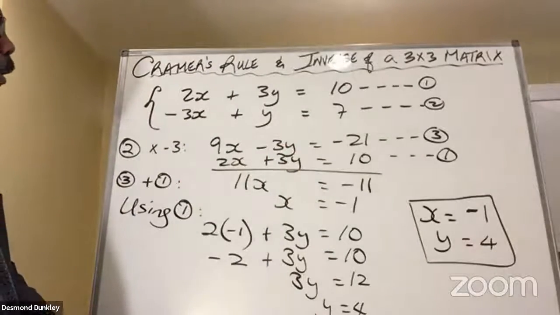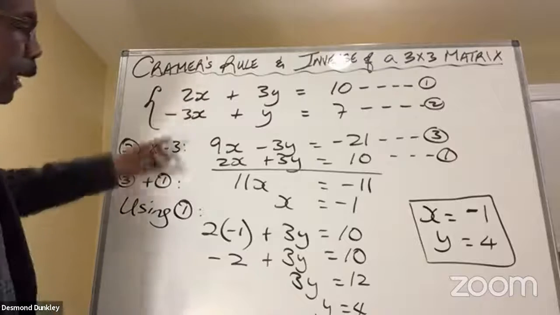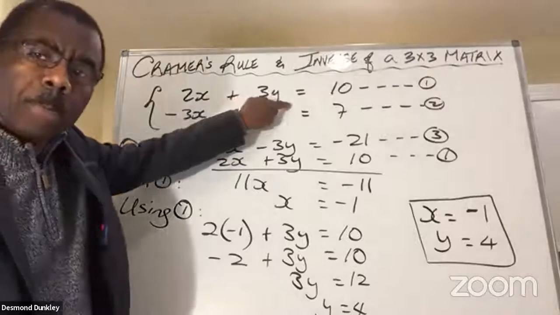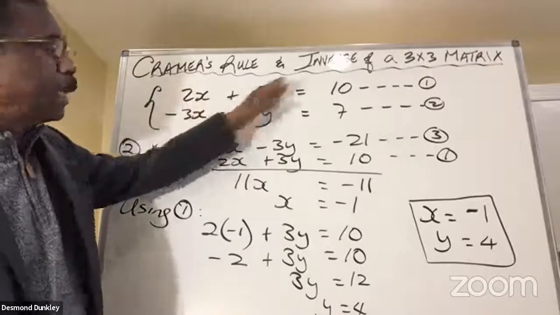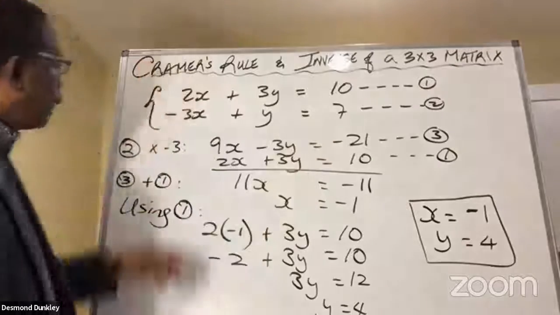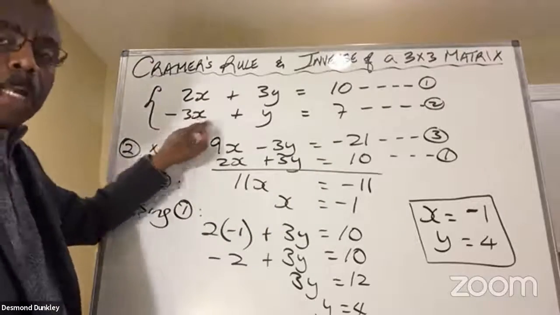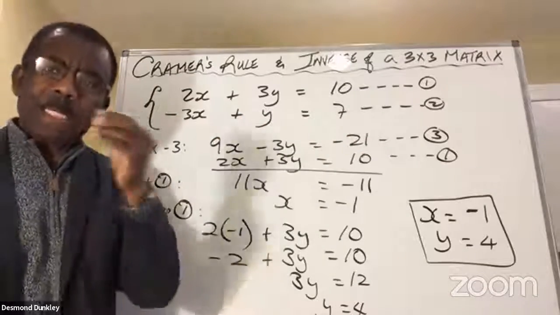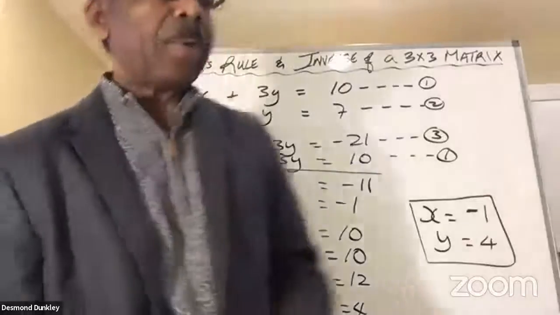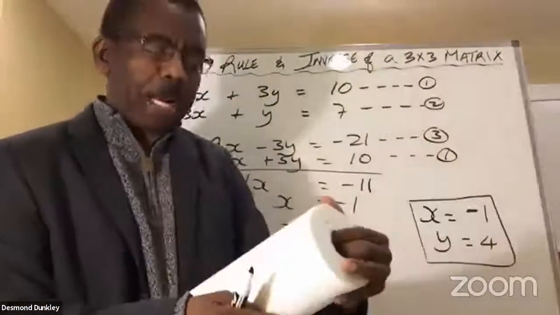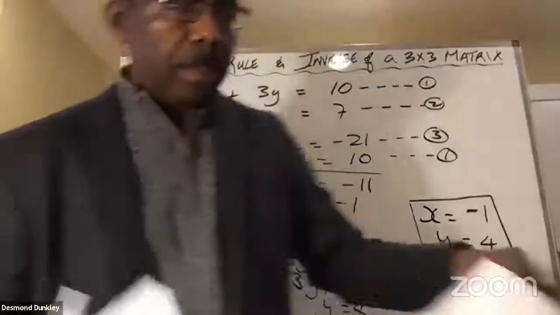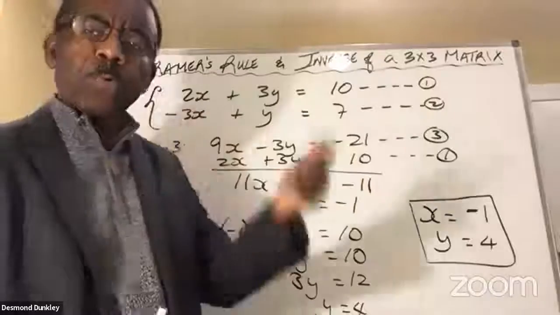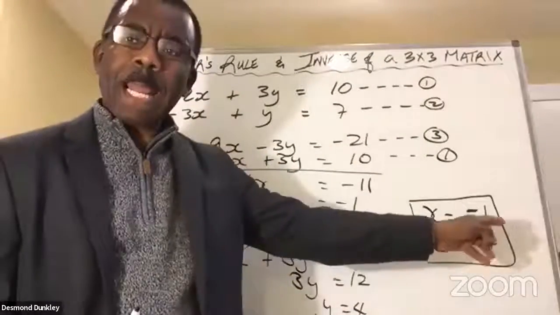So what we could do is check to see if these are correct. Let's go. 2 times negative 1, negative 2. 3 times 4, positive 12. Negative 2 plus 12, 10. So that works perfectly. Negative 3 times negative 1 is 3. Plus 4 gives you 7. So we see that it works. Okay. So now we're going to introduce you to Cramer's rule. We know the solutions exist, and we're going to try and see if Cramer's rule can actually give us the same answers.